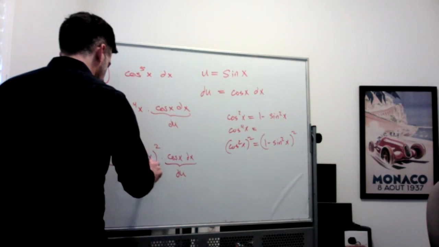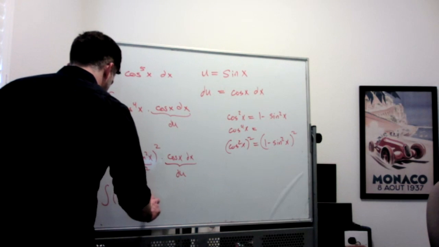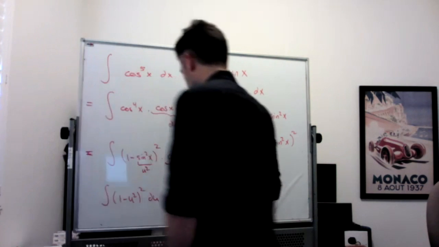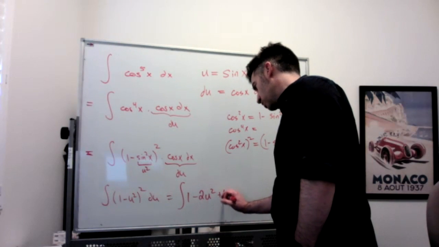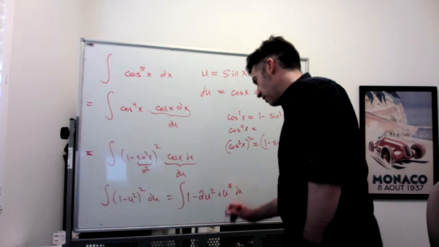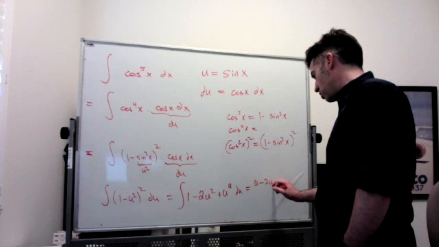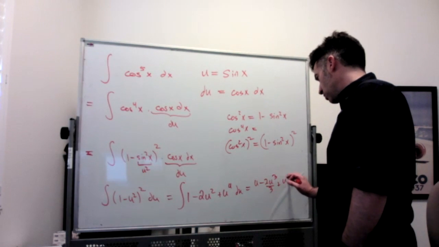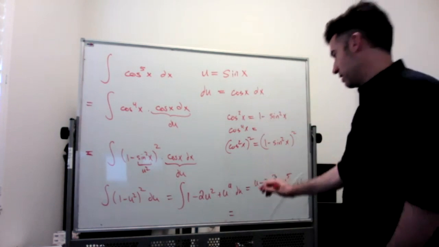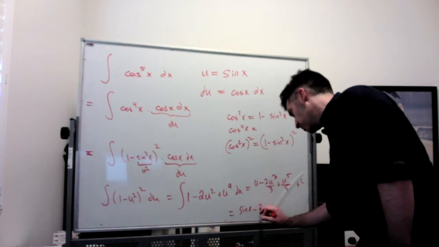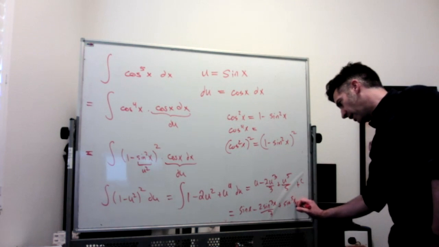And then this is going to be a u squared. So we get the integral of 1 minus u squared du. And then we multiply it out, we get 1 minus 2u squared plus u to the 4th. And then we integrate, we get u minus 2u cubed over 3 plus u to the 5th over 5. And then we write plus c. And then u is sine, so we get sine of x minus 2 sine cubed of x over 3 plus sine to the 5th x over 5 plus c.